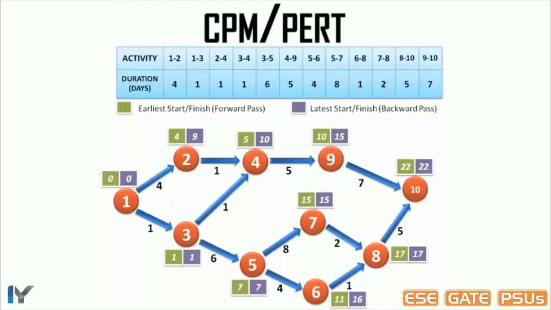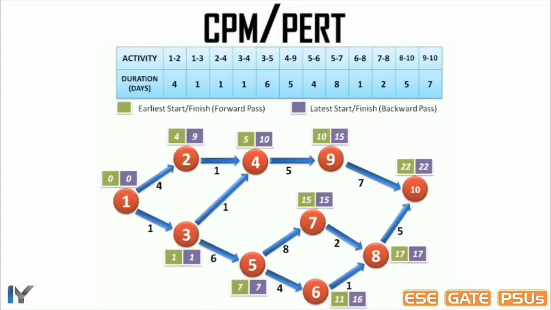where two paths converge. Here also you should know the nomenclature of latest start and latest finish for each activity. Let's consider the first activity. From node 1 to node 2, latest start is 0 and latest finish is 9. But for activity 2 to 4, latest start will become 9 and latest finish is 10, and so on.